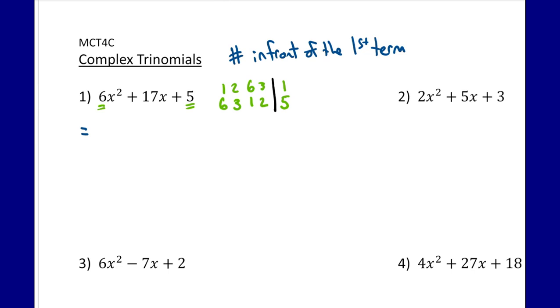So what we're going to do next is some cross multiplication, and we're going to check to see if, when we cross multiply, the numbers add to the middle one here, 17. So let's try. 1 times 5 and 6 times 1. So 1 times 5 is 5, and 6 times 1 is 6. So that does not work.